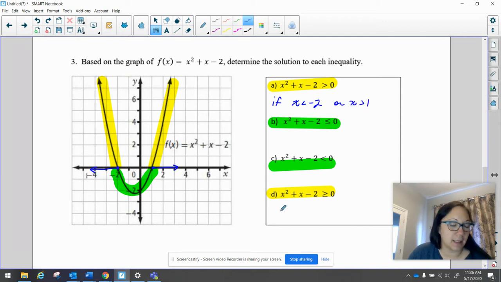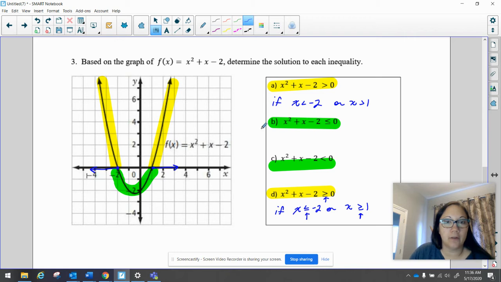Now that's going to be basically the same answer for D, except we just have to include the equal sign underneath our inequality. So x is less than or equal to -2, or x is greater than or equal to 1. So just because of that little difference, that's the only difference when we write out our solution there.